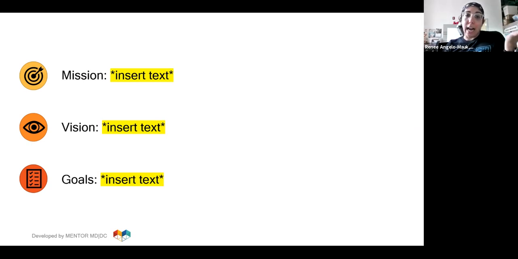Mentoring programs need a guiding mission statement that clearly describes why your program exists. And this is an opportunity for your mentor to see how they're connected to it, how it's affecting the community level, and how they're connected to the goals, helping not only with the goals for their mentee, but the goals for the program as well.